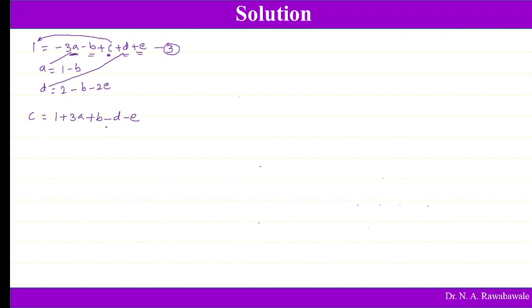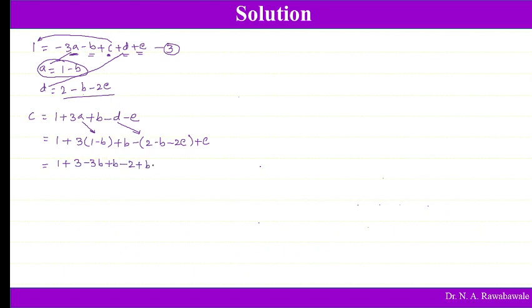Now we will substitute the values of a and d in this equation. So 1 plus 3 times a, where a is equal to 1 minus b, plus b minus d, where the value of d is 2 minus b minus 2e, and minus e. Now we simplify this as 1 plus 3 minus 3b plus b minus 2 plus b plus 2e minus e.